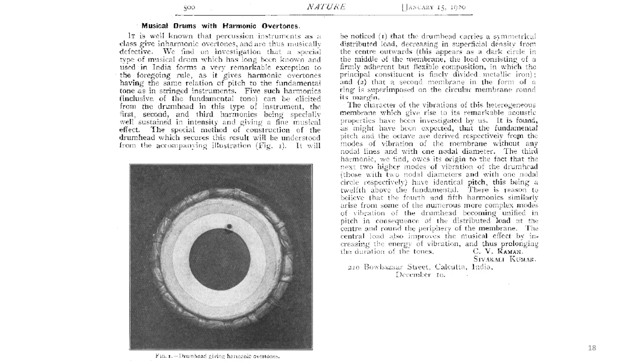We find on investigation that a special type of musical drum, which has long been known and used in India, forms a very remarkable exception to the foregoing rule, as it gives harmonic overtones, as in string instruments. So Raman compares the tonal quality of the tabla to a string instrument in this paper. Now, in this little article, Raman talks about the modes of vibration of the tabla, but they've never been published here. So the question is, what happens between 1920 and 1930 for Raman to digress from publishing work on musical instruments? So to have an appreciation for this, I'd like to take you back around 120 years.